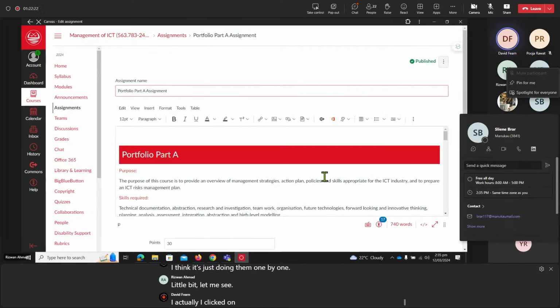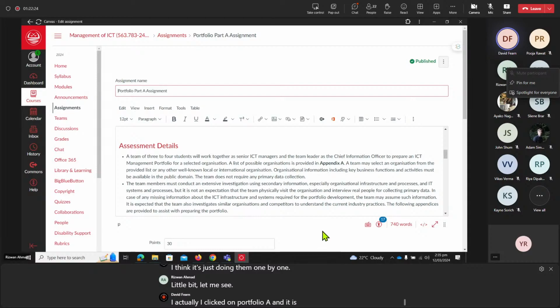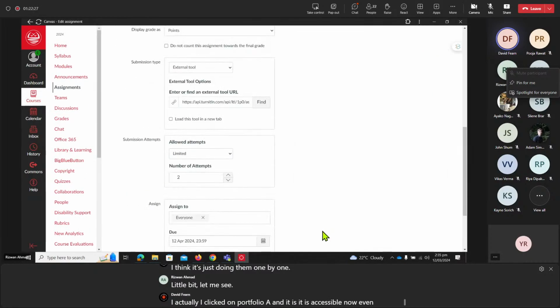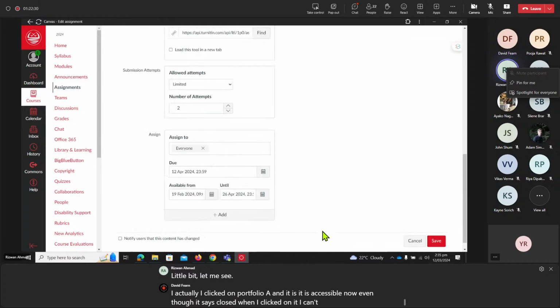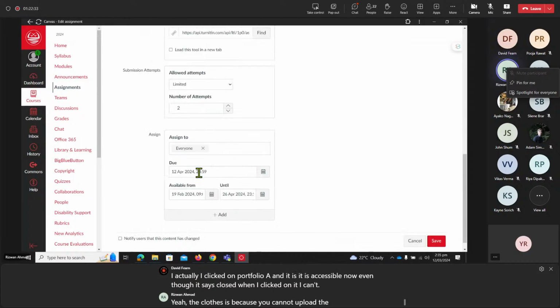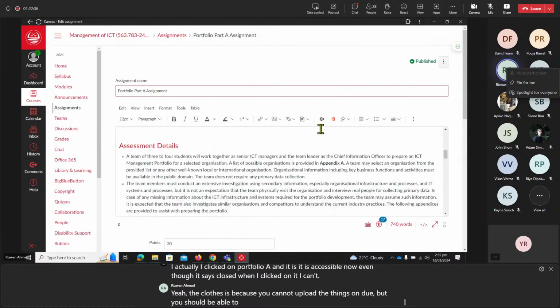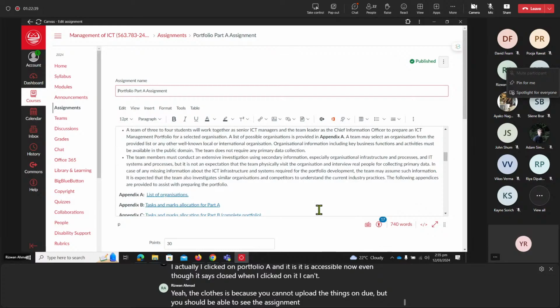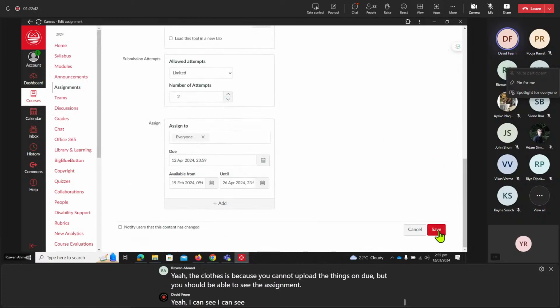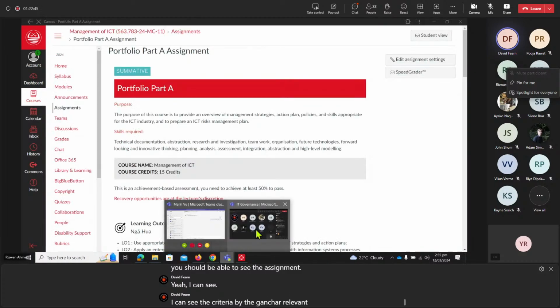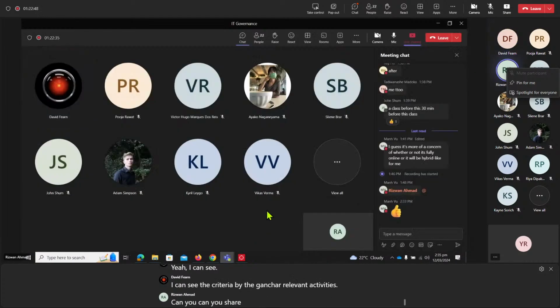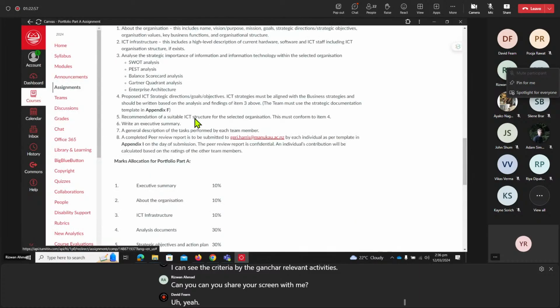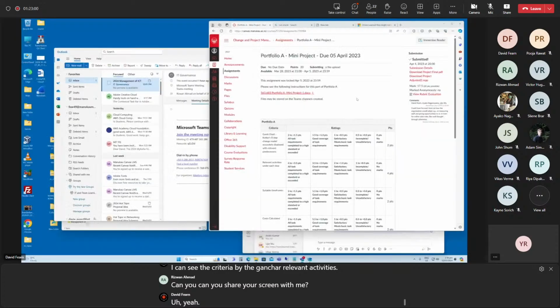I clicked on Portfolio A, and it is accessible now, even though it says closed. The close is because you cannot upload on the due date, but you should be able to see the assignment. Yeah, I can see the criteria, like the Gantt chart, relevant activities. Can you share your screen with me? Yeah.